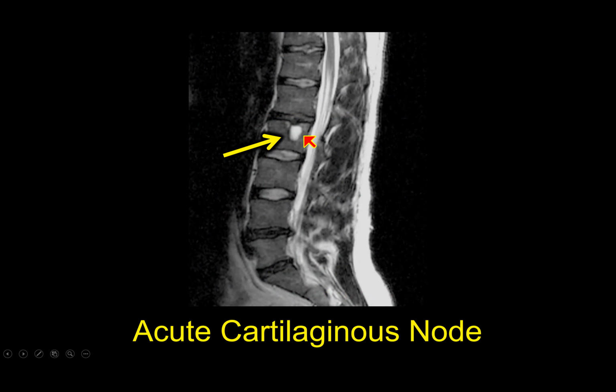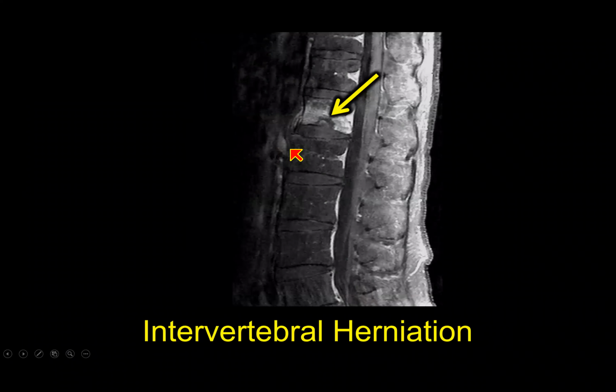This is a nice example of an acute cartilaginous node or Schmorl's node with an intervertebral disc herniation at that level. And it can be confusing, especially on contrasted studies. Here's a sagittal contrasted study. We see a lot of end plate enhancement, but you can see here nicely the disc material extending through the end plate. So that's an intervertebral herniation at that level.